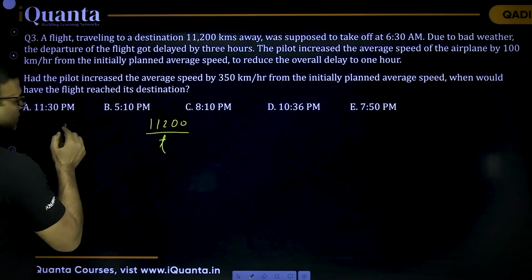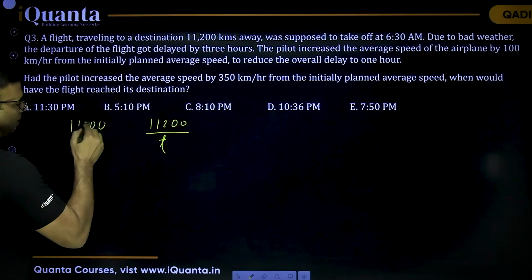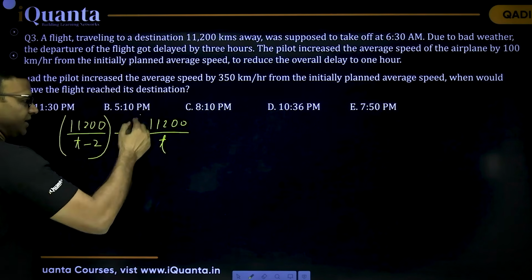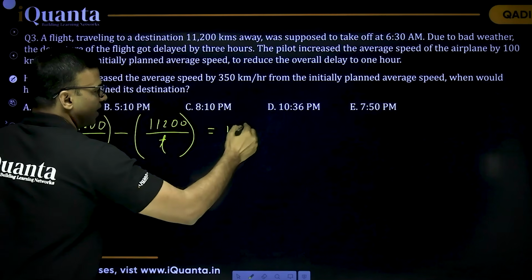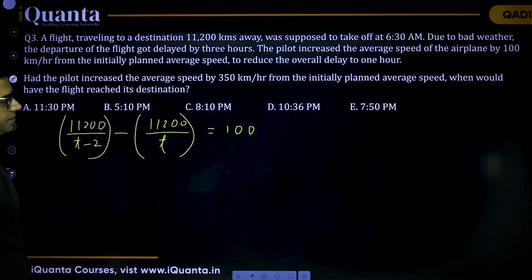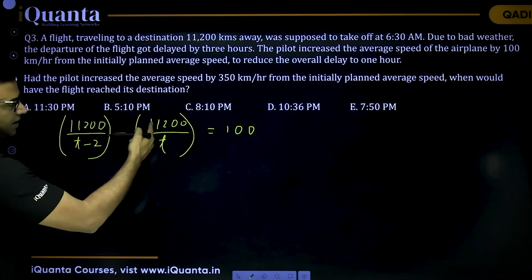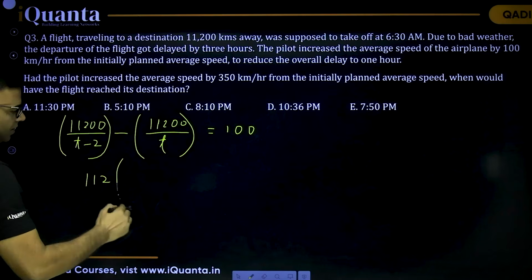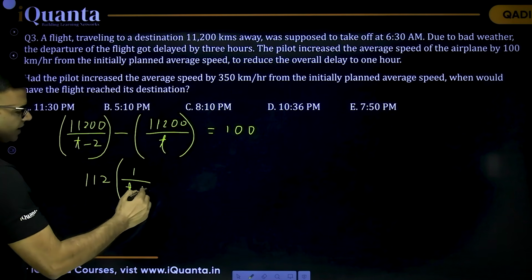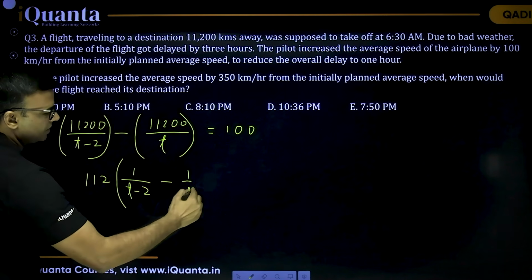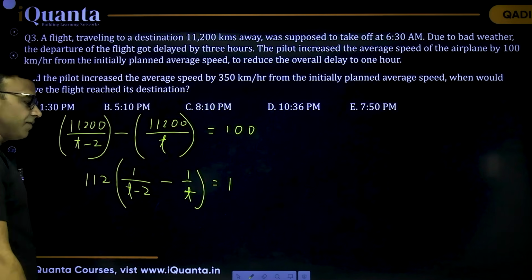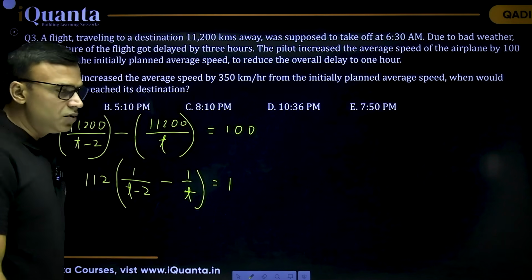So the new speed should be 11,200 upon t minus 2. The difference of new speed and the original speed is equal to 100, and you see 100 is common and cancelled. 11,200 and 100 cancelled. So we have 112 common, 1 upon t minus 2 minus 1 upon t equal to 1. So here we have to deal with smaller values, easier to factorize, and even the quadratic will be easier to solve.